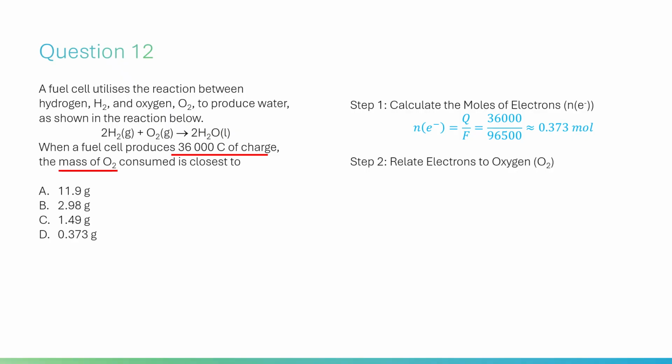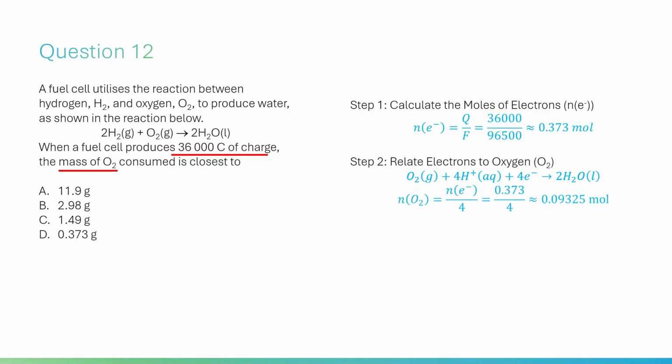The stoichiometric ratio. Next, we turn to the chemistry of the cathode. In a hydrogen-oxygen fuel cell, every single molecule of oxygen, O2, requires exactly 4 electrons to be reduced into water.